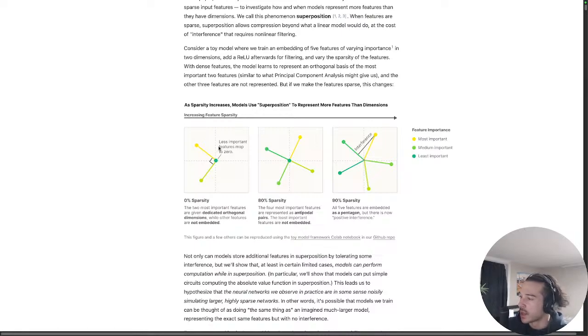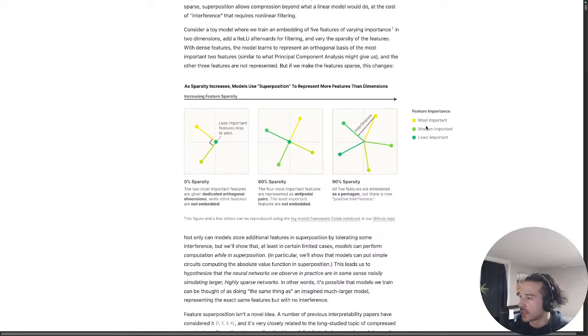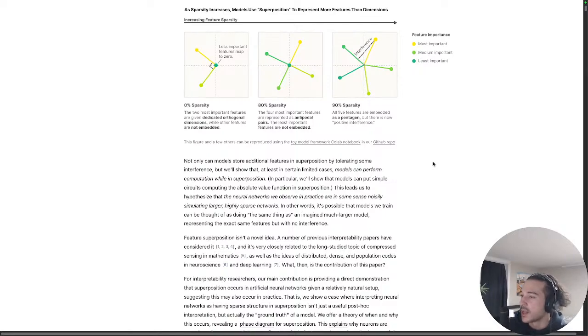90% sparsity. All 5 features are embedded as a pentagon, but there is now positive interference. So here we see a pentagonal conglomeration of 5 lines with slight interference representing that none of them are truly orthogonal. And the most important feature is in yellow here, and there's medium important features. There's about 2 or 3 medium, there's 1 medium important feature. Well, I don't know. It kind of goes to green. Long story short, there's really 1 most important feature, and there's 4 less important features. And, oh cool, you can reproduce this in a collab notebook.